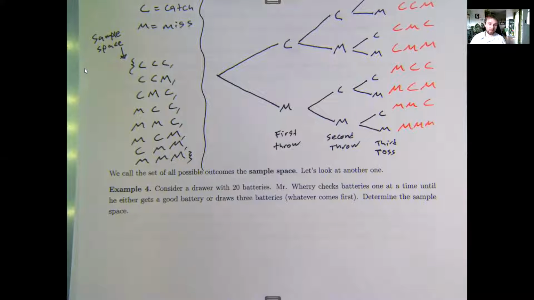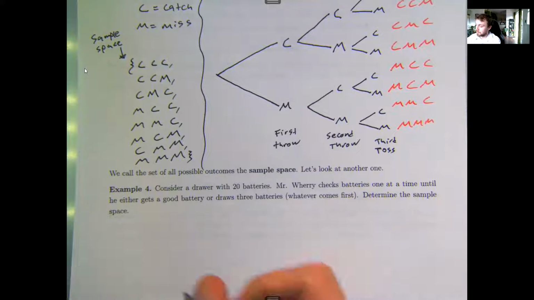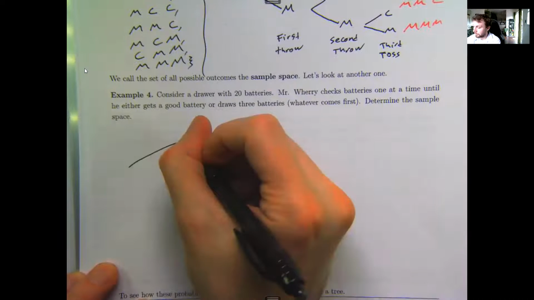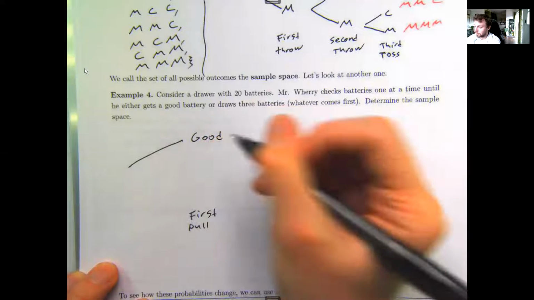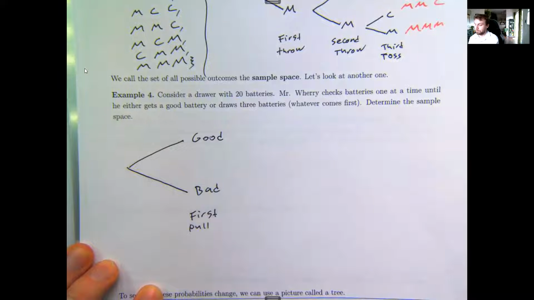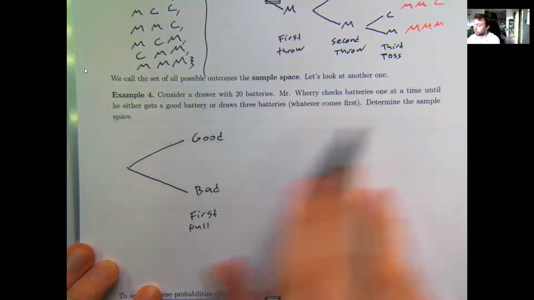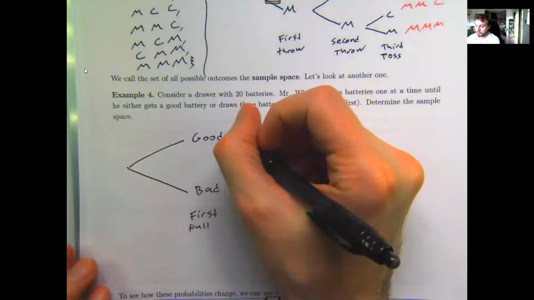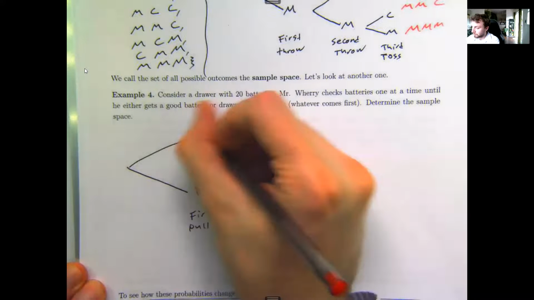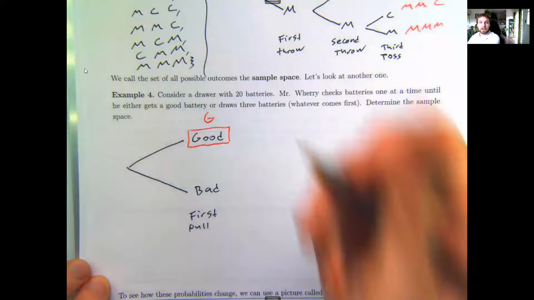And let's look at the sample space. So my first pull could be either a good battery or a bad battery. I'm going to keep pulling until I get a good one. So if I got this good one here, this would be an ending spot. So one possible ending sequence here would be just getting that good battery and then stopping.